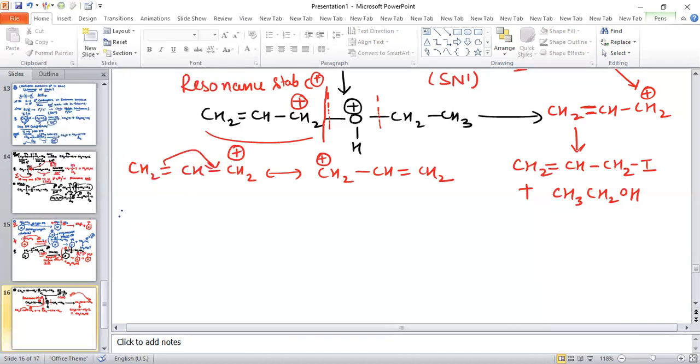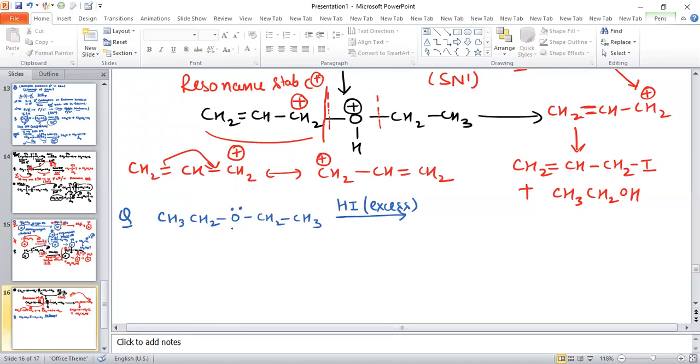So the next question is basically: the compound given is CH3CH2-O-CH2CH3. This compound is given. But this time HI is added in excess.